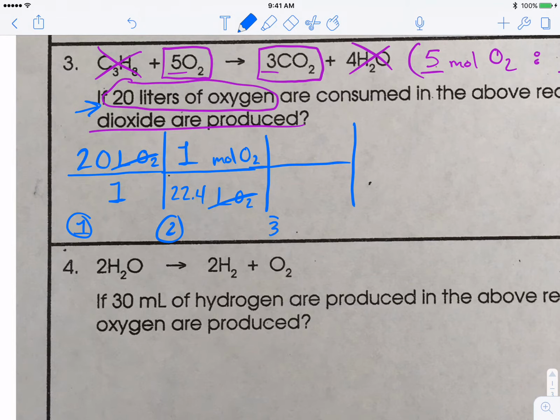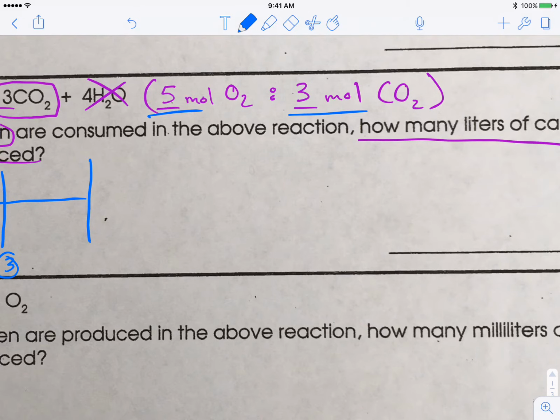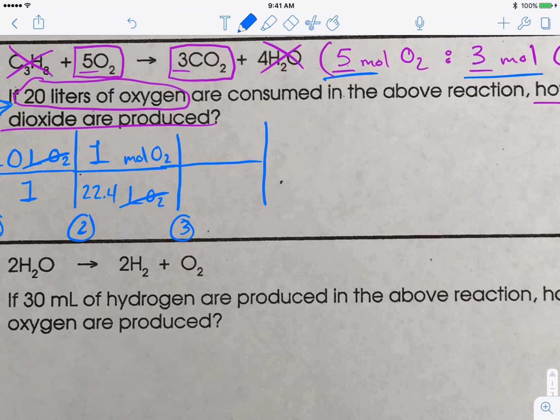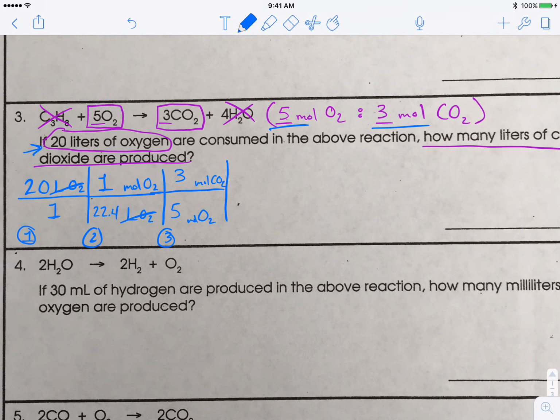Alright, let's go to step 3. Step 3 is we need to refer to our molar ratio, 5 to 3. We want to cancel out the O2, so we're going to put moles of O2 down here, and moles of CO2 in my numerator. Our ratio is 5 to 3, so 5 moles of O2 for every 3 moles of CO2. And we can cancel out these units. If I'm going too fast, just rewatch it.